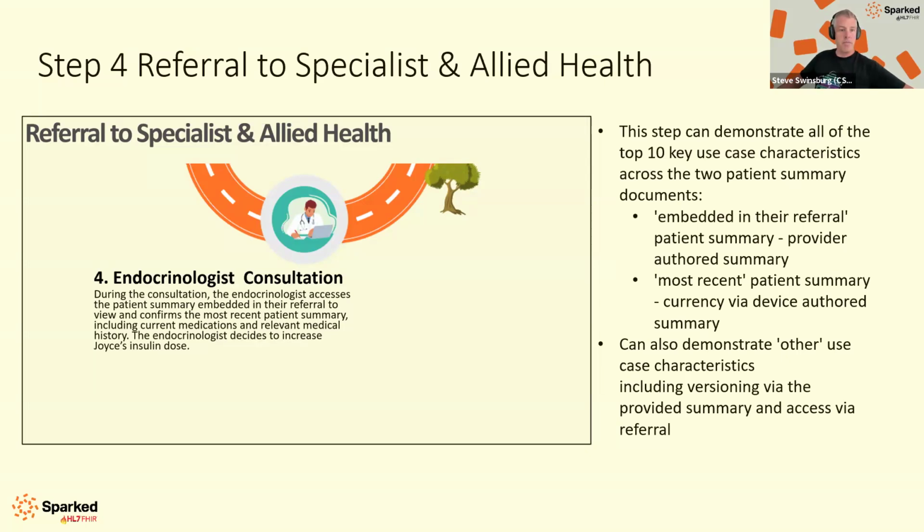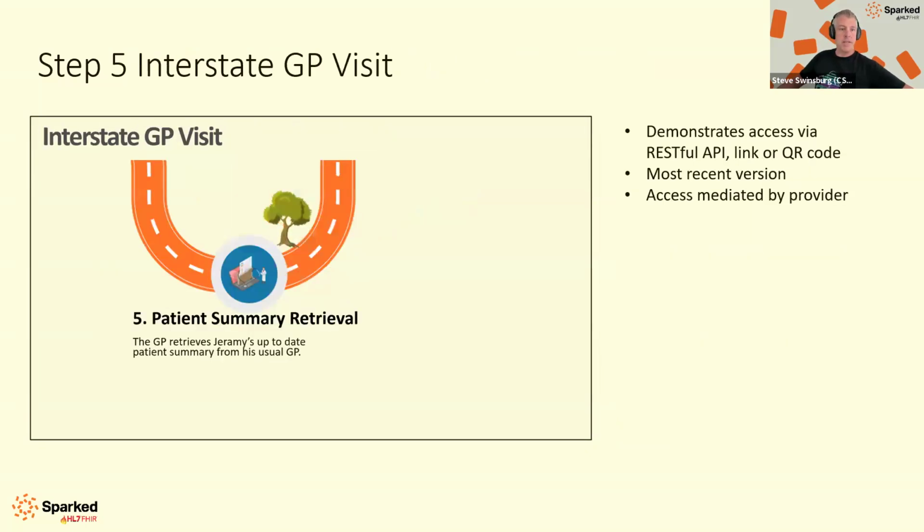Likewise, the next step demonstrates some of the other characteristics that people felt important to capture in our technical use case elaboration. So we've got access via some sort of RESTful API or link or QR code, the most recent version of a patient summary, and again, the access being mediated by a provider. So these are the 2 that we've proposed. I'd just like to open the floor for any discussion on those before we move forward.